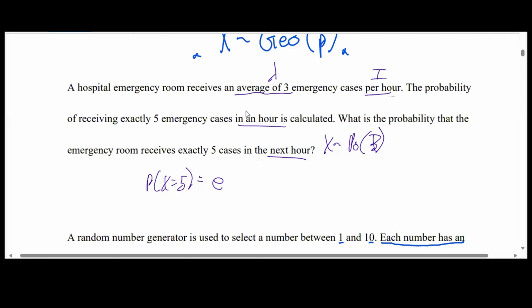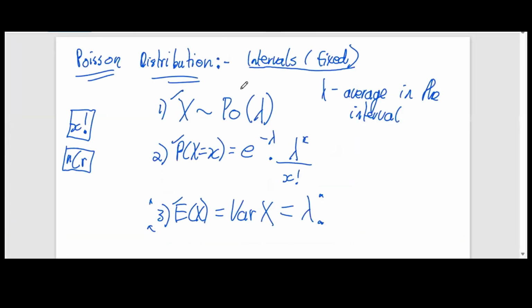Plug it in. So it'll be e to the minus lambda by lambda to the x, divided by x factorial. So it'll be e to the minus 3 multiplied by 3 to the power 5 divided by 5 factorial. This will be 0.1008. Now, if it asks for the expectation or variance, it's 3. All right, so that is Poisson.